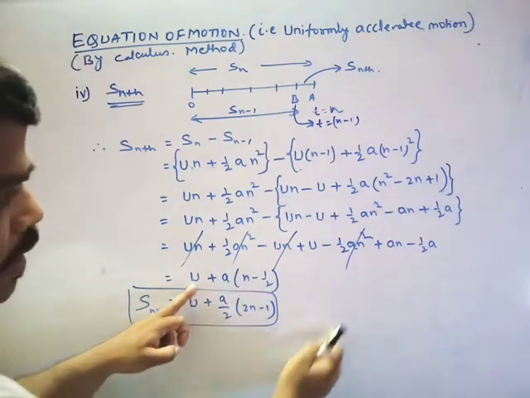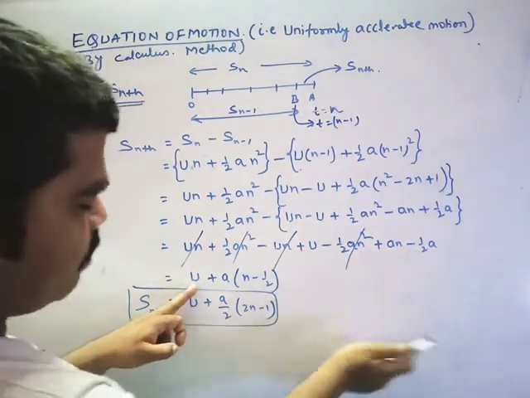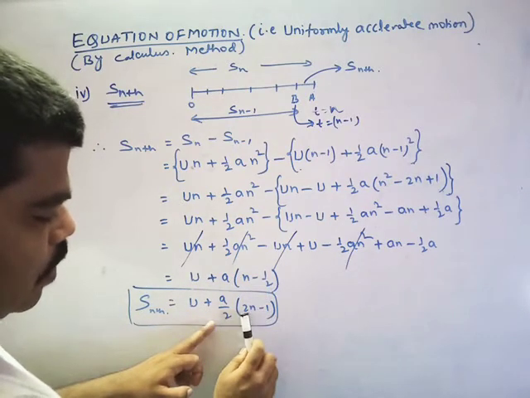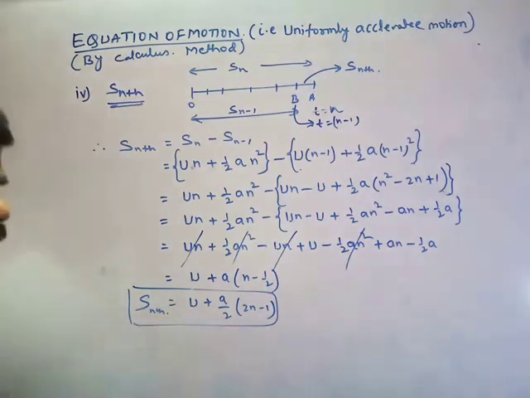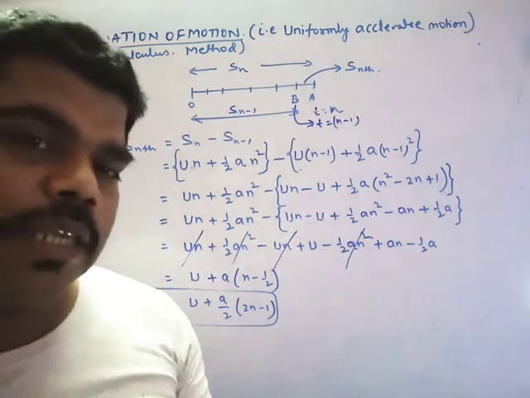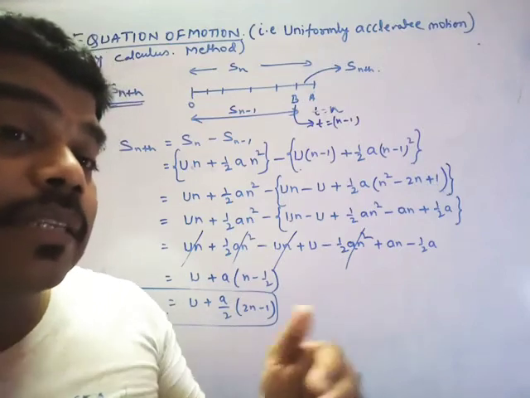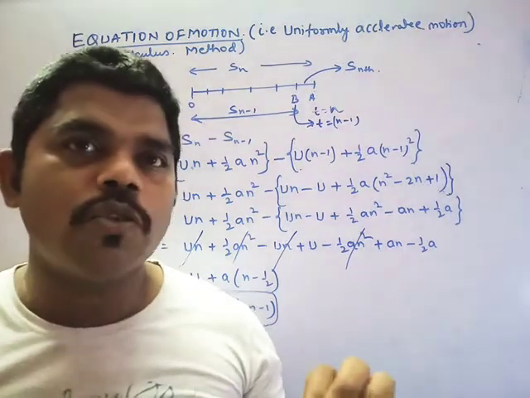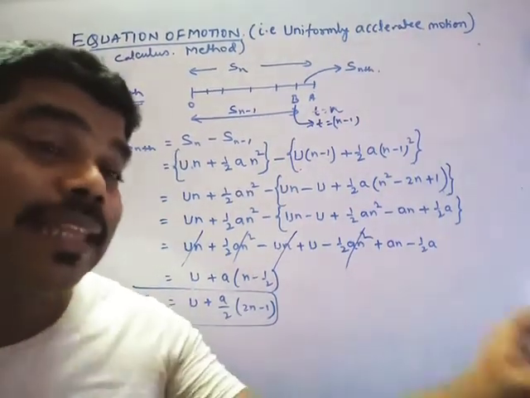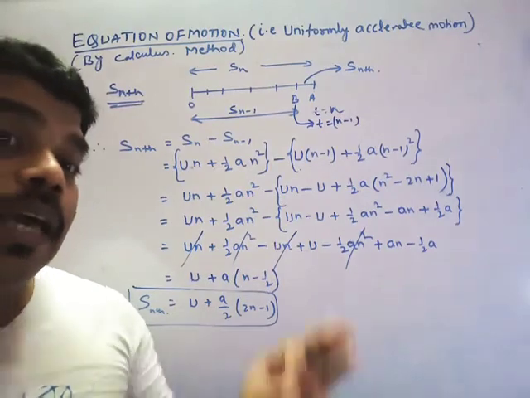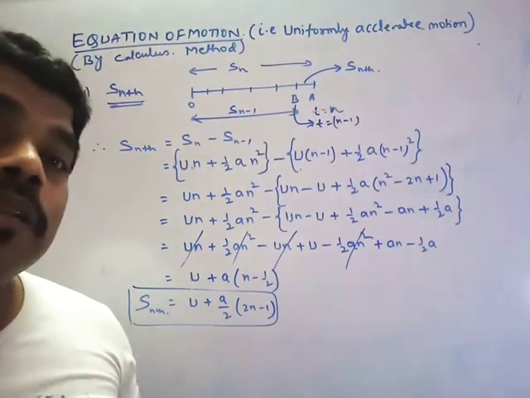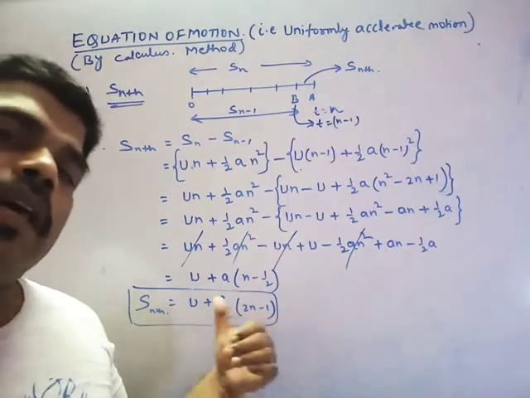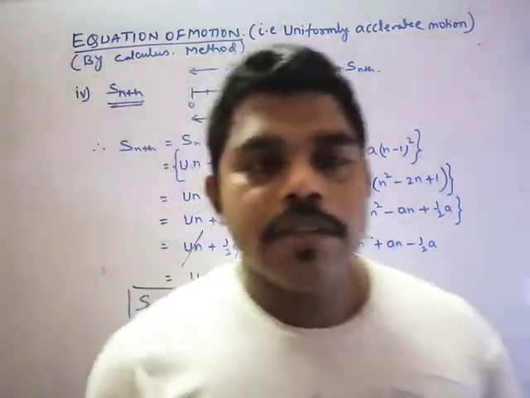I have written here, a is common, so n minus half here, and again if I do the LCM I will get (2n minus 1) by 2. So better you learn this formula, और भूल नहीं जाना, कभी कभी पूछेगा तुमको find the nth distance, या फिर क्वेश्चन में लिखा जाएगा find the distance covered by the particle at the 9th second, at the 8th second. So in place of n you have to put 8, 9, whatever they ask. A is acceleration, U is the initial.